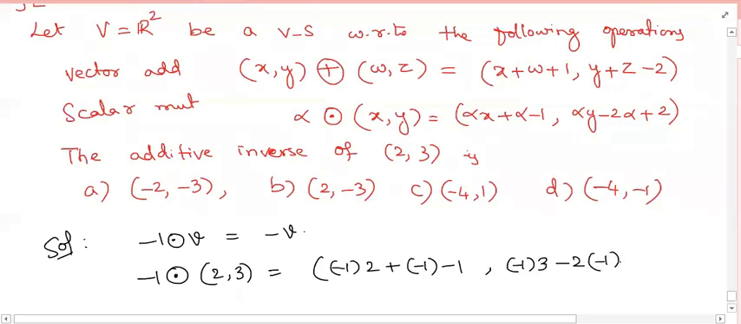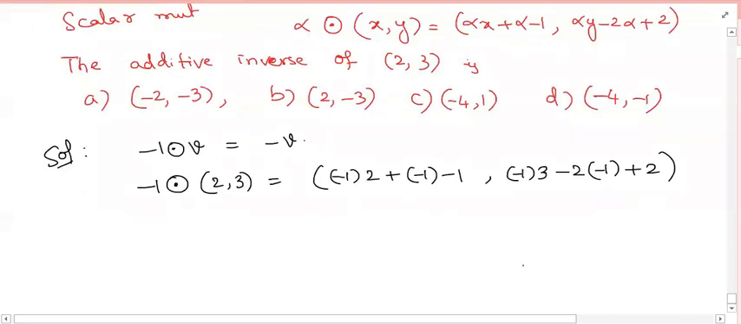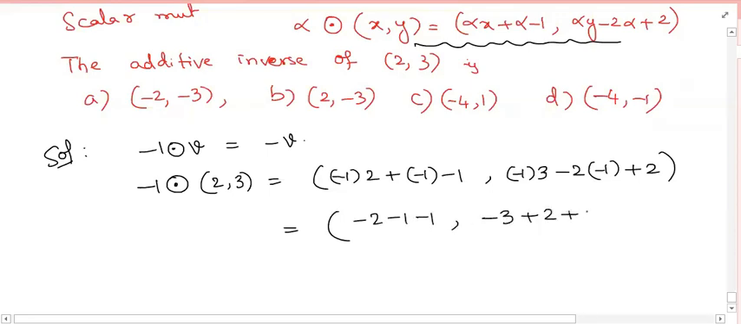-2 alpha means 2 into -1 plus 2. So I'm using scalar multiplication here, this one, okay? Yeah. So now you compute this one: -2, -1, -4, no, -1, and -3 plus 3 plus 2 plus 2. And -4, comma 1. Is that clear?